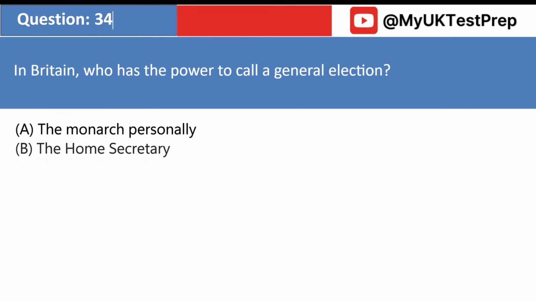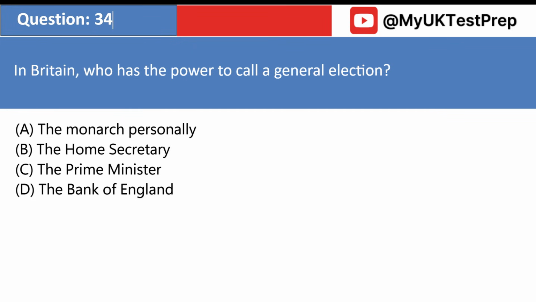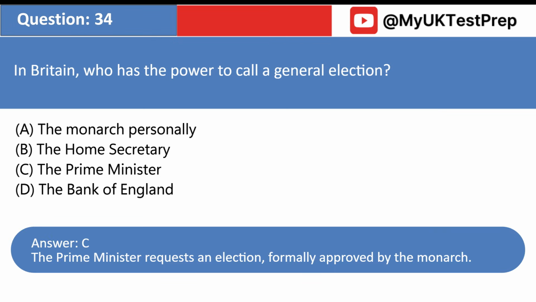In Britain, who has the power to call a general election? A. The monarch personally. B. The Home Secretary. C. The Prime Minister. D. The Bank of England. Answer, C. The Prime Minister requests an election, formally approved by the monarch.